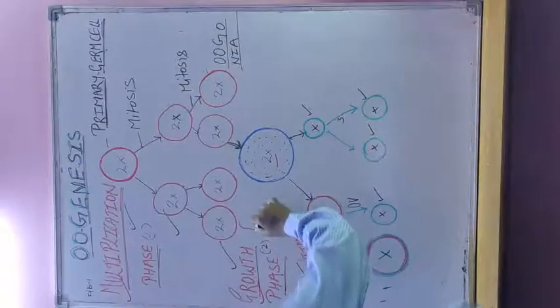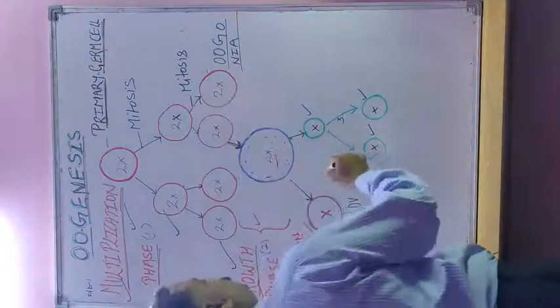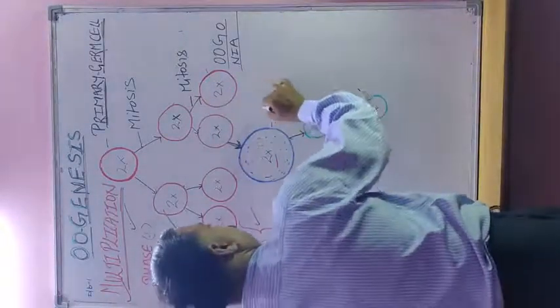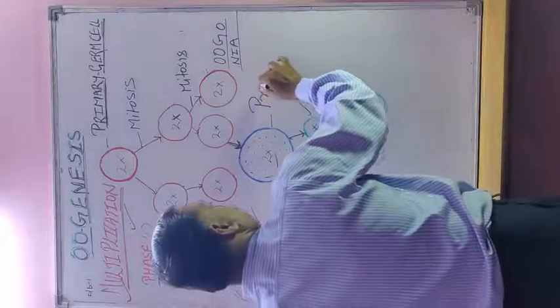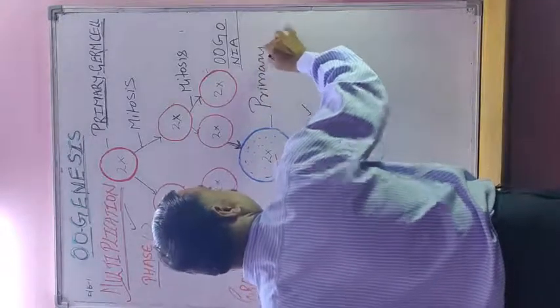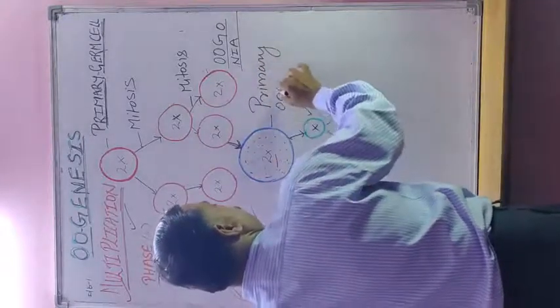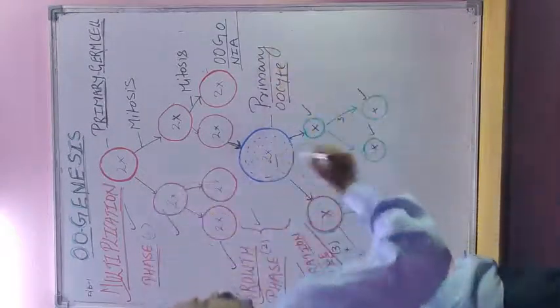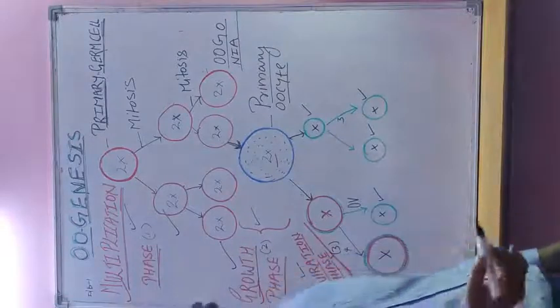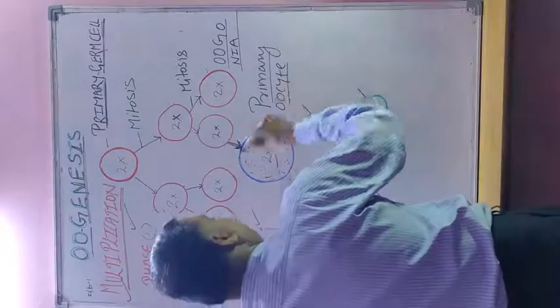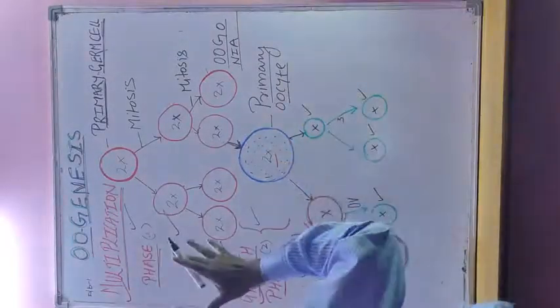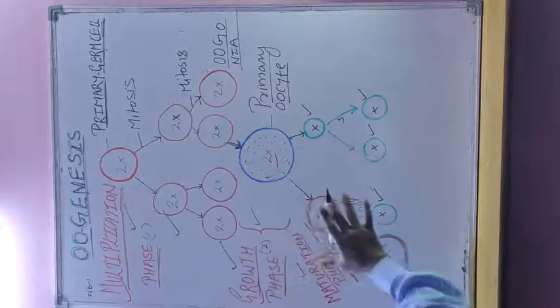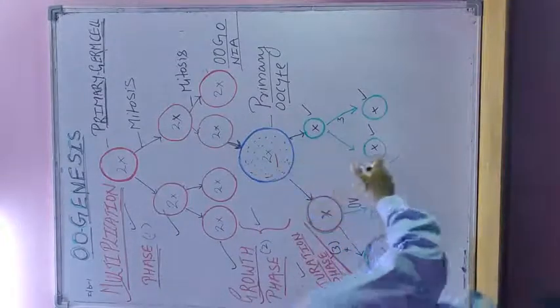When this oogonium grows in size, it is called a primary oocyte. Remember, student, in spermatogenesis it was called a primary spermatocyte, here it is a primary oocyte. Now from here there is a difference between spermatogenesis and oogenesis.